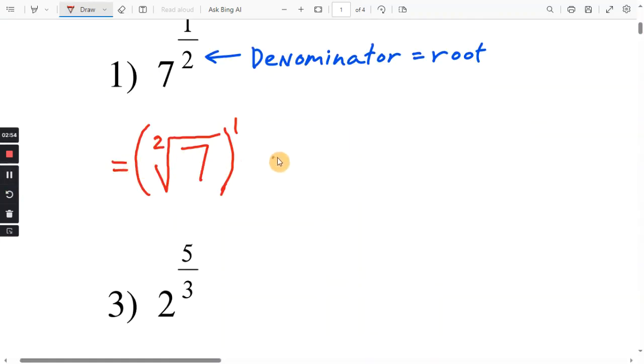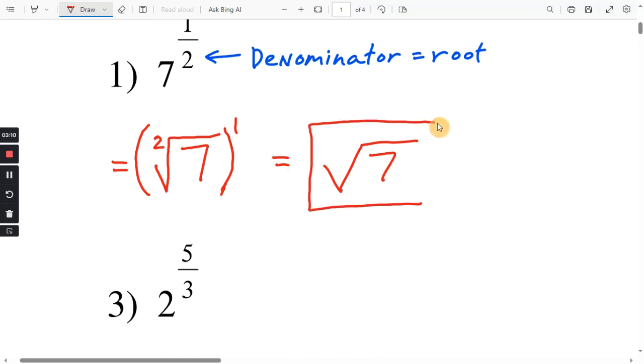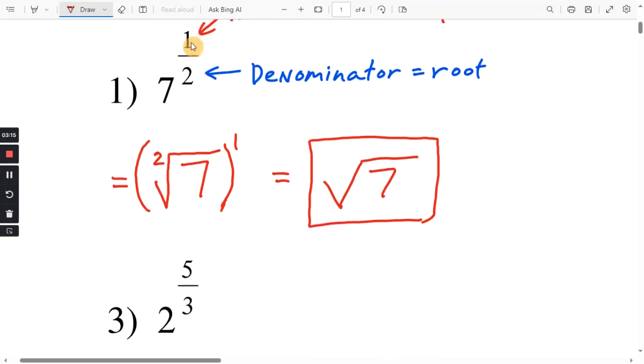So right here, the root is 2, so we don't need to write it. So it's basically the square root of 7, and it's to the first power, but that does nothing. We don't need to write that either. So that's the final answer right there. It's just the square root of 7. So when you have a number raised to the power of 1/2, it's just the square root of that number.